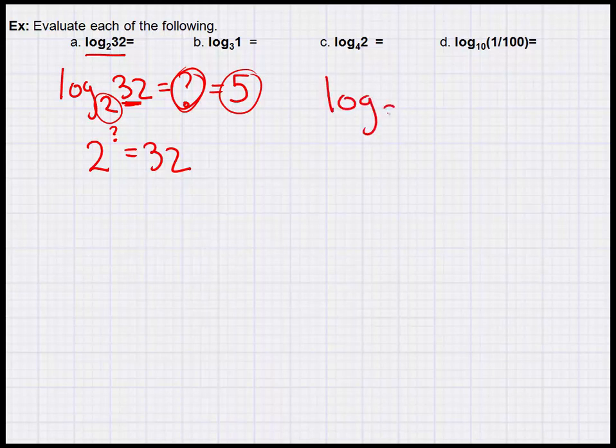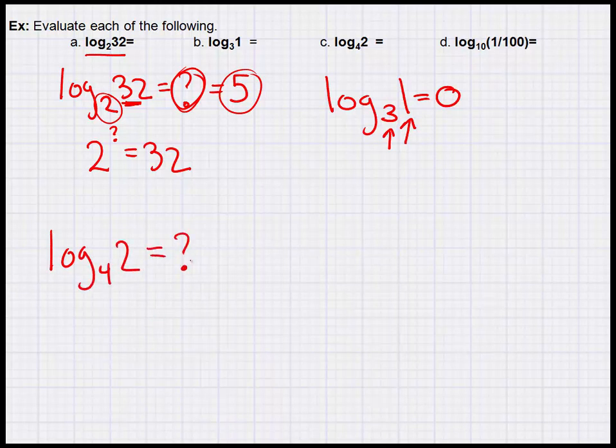Log base 3 of 1. Well, 3 to what power gives me 1? Well, anything to the 0 power gives me 1, so log base 3 of 1 is 0. How about log base 4 of 2?